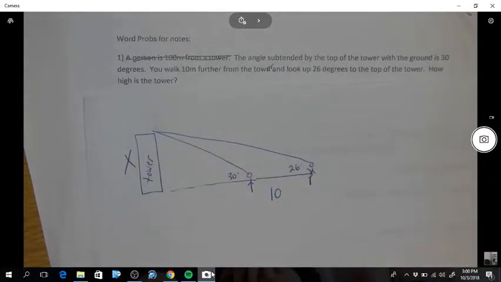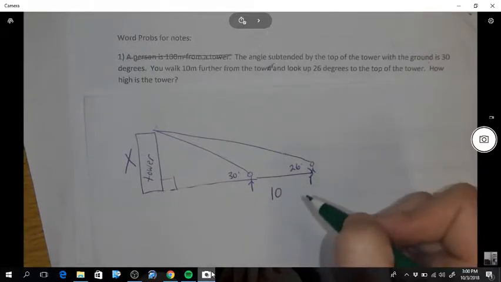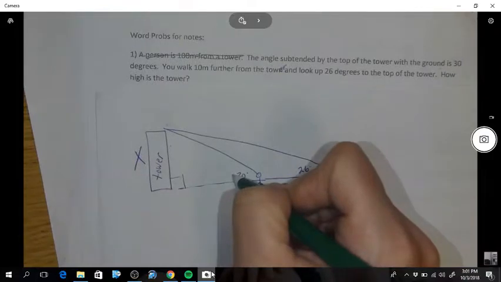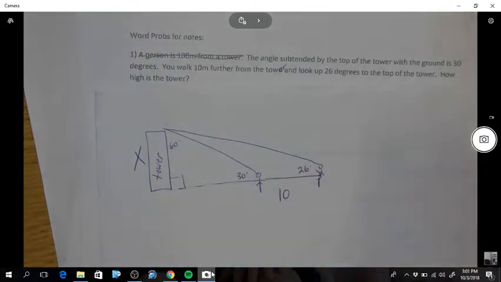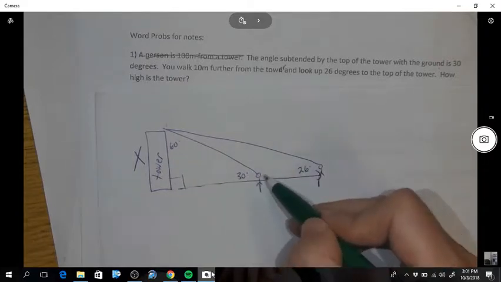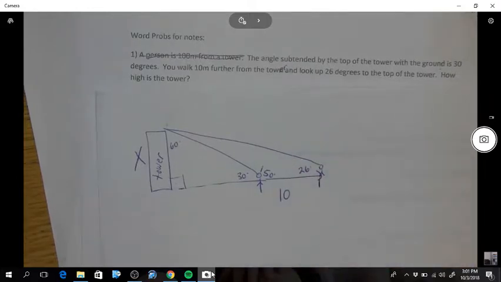Okay, so for this strategy, we can make an assumption there's a right angle there. Hopefully your tower is built straight up and down, not falling over. Let's find some angles. This and this all make 180, so that leaves us with 60. This and this angle would make 180 on a straight line, so that would leave us with 150 there. So those two add up to 180.